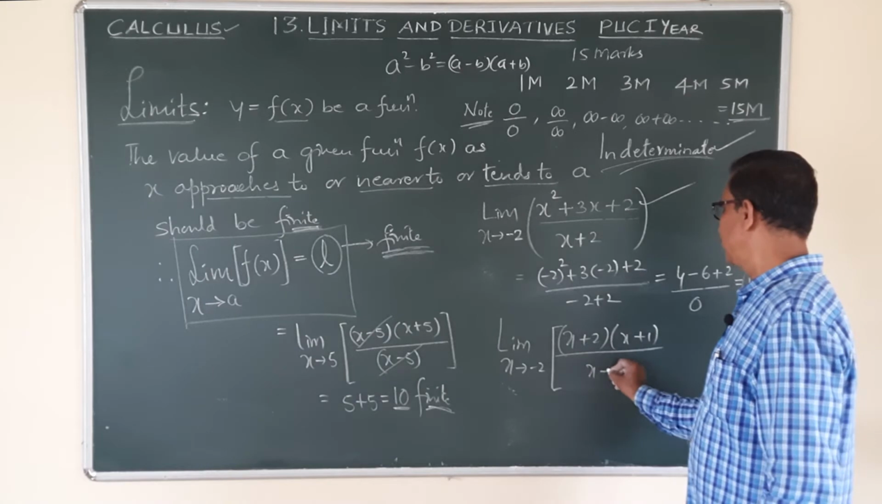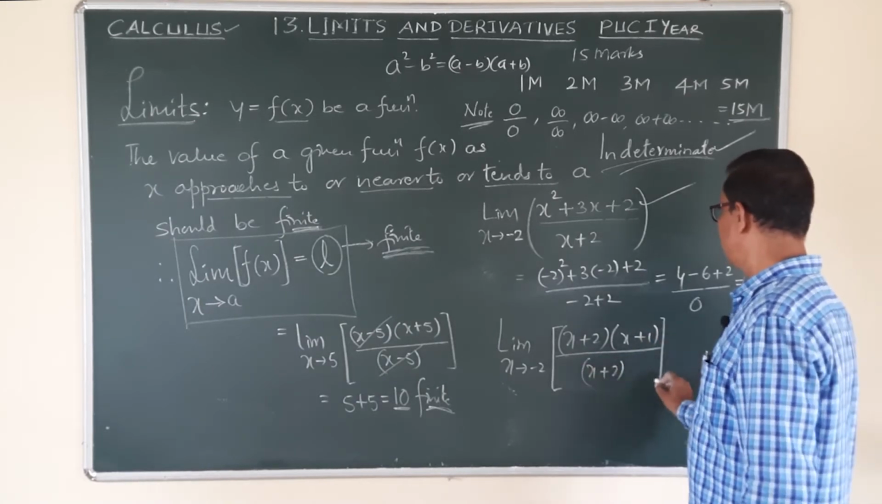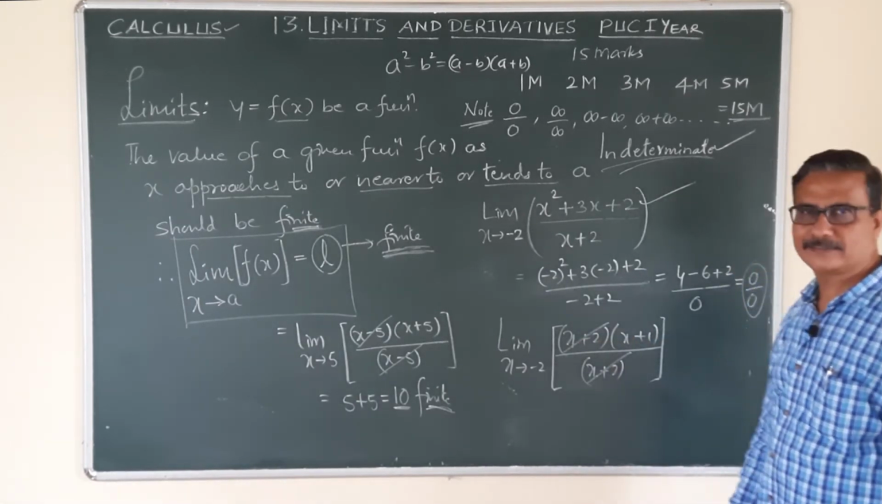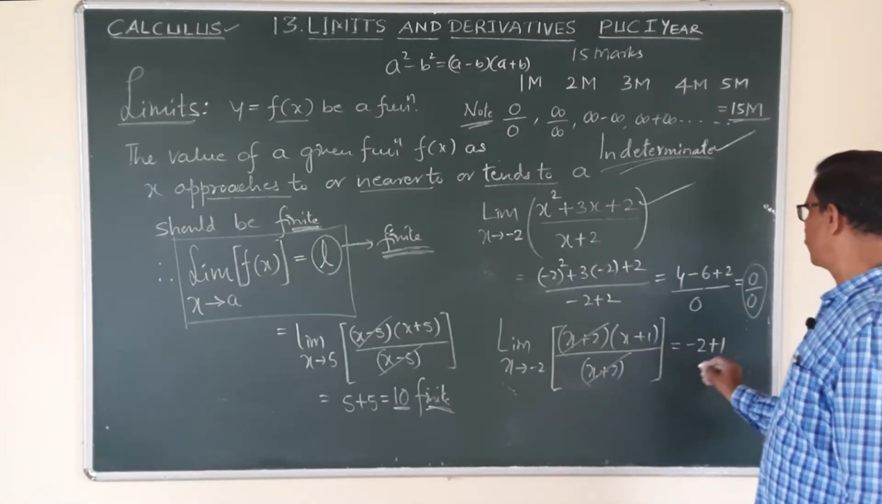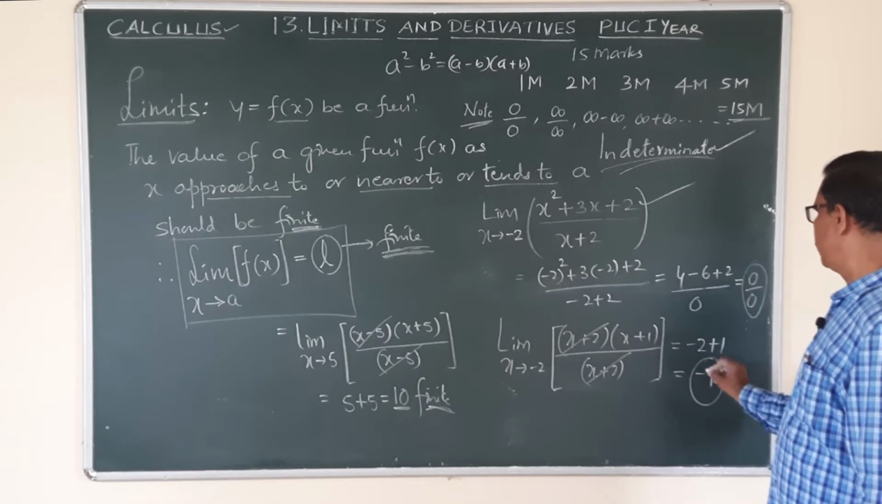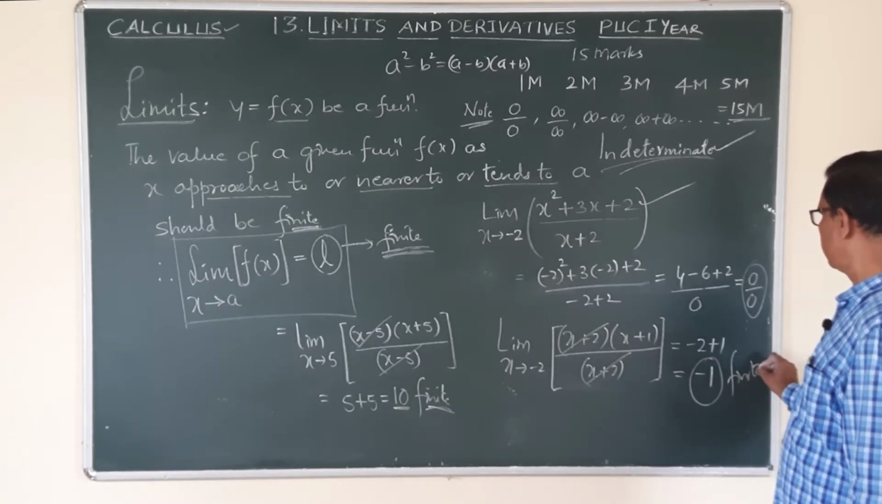Divided by x plus 2. Right? So one factor, x plus 2, cancels. Then put x equal to minus 2. Minus 2 plus 1, how much? Minus 1. That minus 1 is a finite value.